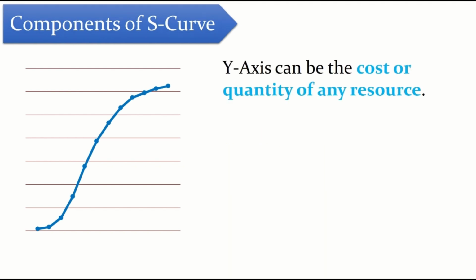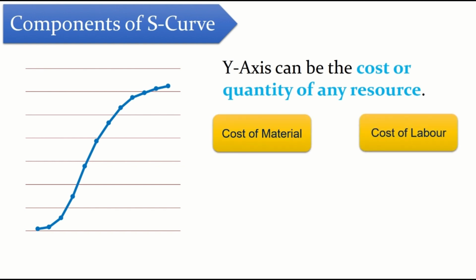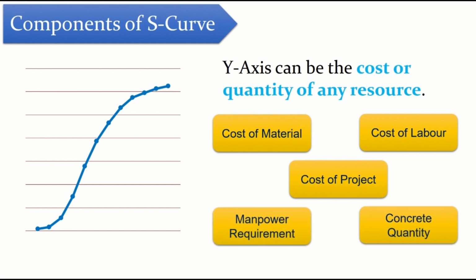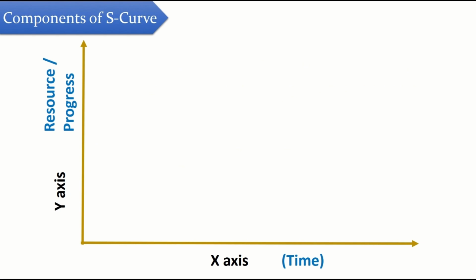And the y-axis can be the cost or quantity of any resource or the revenue projection. You can note one thing: revenue projection for a contractor company is a cost for the client. Your revenue projection is a kind of cost. So this can be anything like cost of material, cost of labor, cost of the project, manpower requirement or concrete quantity, or any other major item's quantity plotted against time can provide you an S-curve. So these are basically the components of an S-curve.